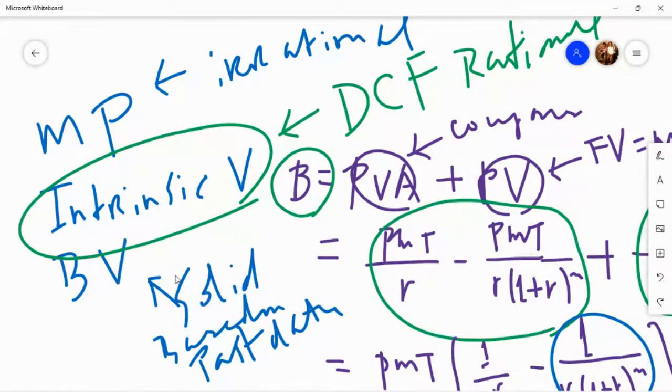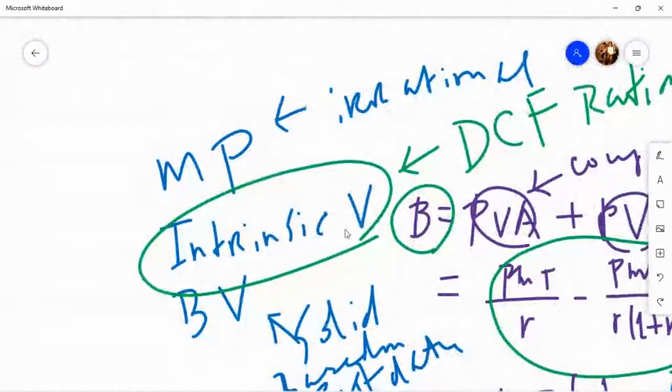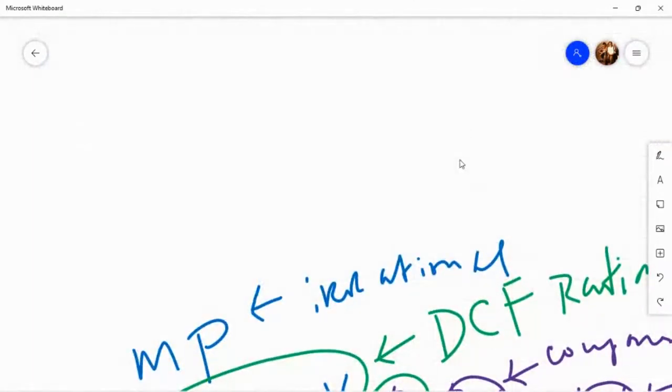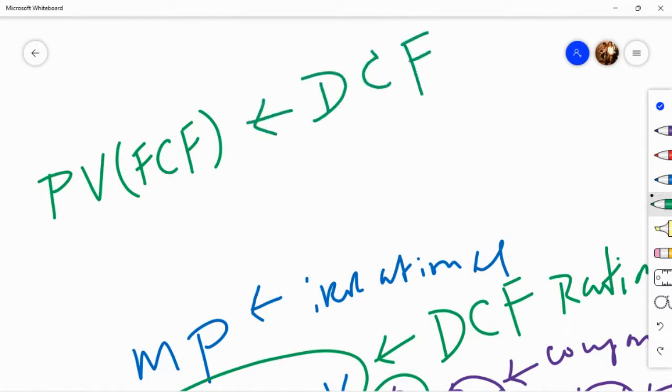Book value has its own shortcomings, because book value is always based on past data. No matter how current it is, it's always past, right? But intrinsic value is based on the expected future cash flow. Again, this is the important thing. In finance, think about it: the price of all the financial assets is basically the present value of all its future cash flows. It's actually future free cash flow.